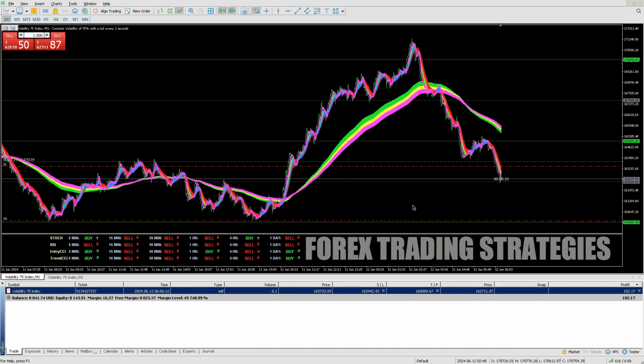The good thing about Deriv is that you can actually make a lot of cash from a very small deposit, which you can't do with forex trading. And that's the advantage of trading with Deriv.